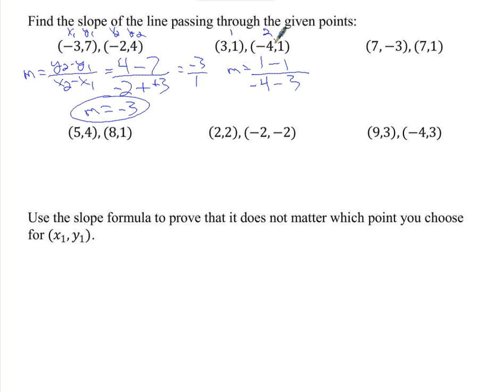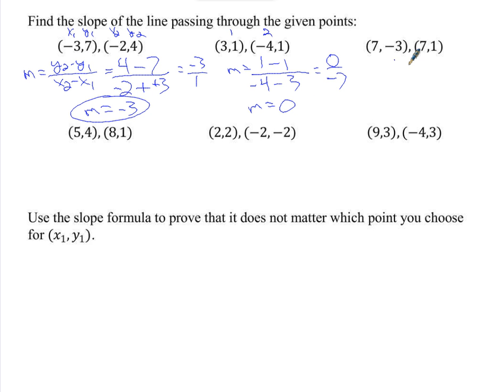So what do we get up top? 0 divided by negative 7, which is what? It's 0. So m equals 0. Just because we have a 0 here doesn't mean freak out. 0 divided by anything is 0. You've got to keep that straight too.